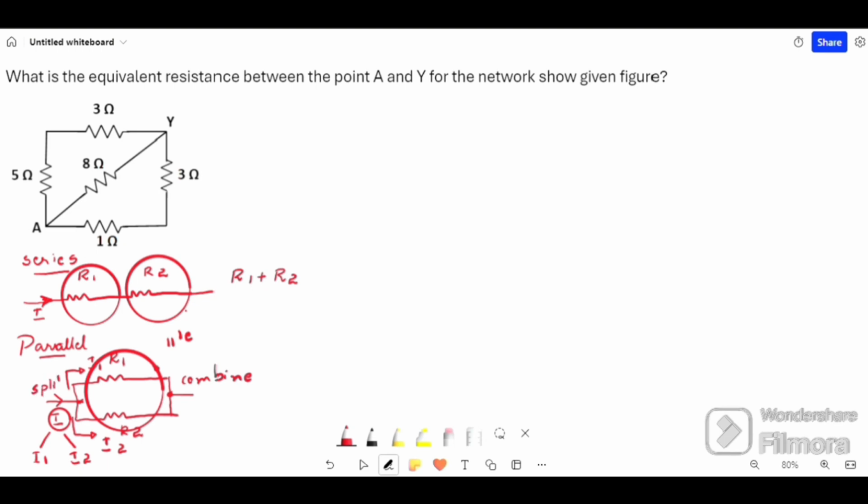And again after that point it will get combined, where the total current now will be I1 plus I2, that is I. For this type of connection, resistance is given by 1 by R1 plus 1 by R2, which is equivalent to R1 into R2 by R1 plus R2.